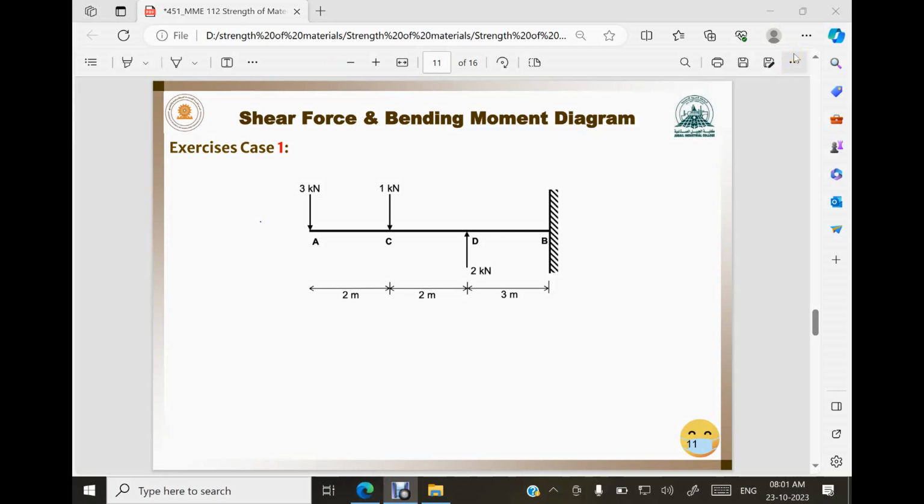Now here we have another problem. In this problem, we have all the forces on the left side. Okay.